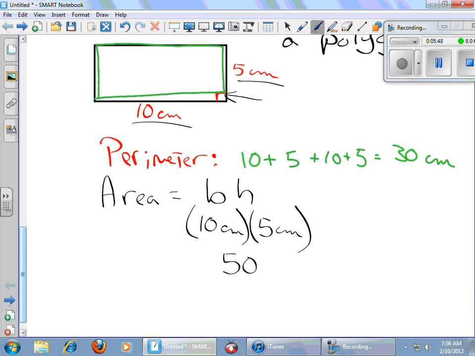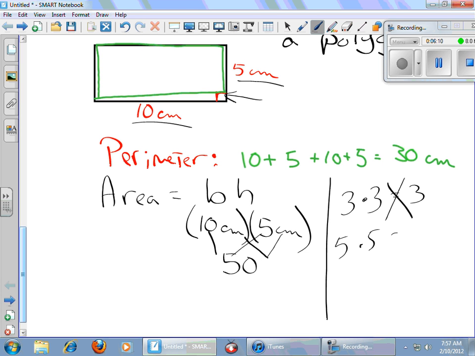Now, your units here, this is a little tricky. You have 10 times 5, but you also have centimeters times centimeters. It can't equal centimeters. Here's why. Does 3 times 3 equal 3? Of course not. Thank you for playing. Does 5 times 5 equal 5? No way. Now, I know some of you are saying, well, Mr. Lawrence, I know 3 times 3 is 9. And I don't disagree with you.